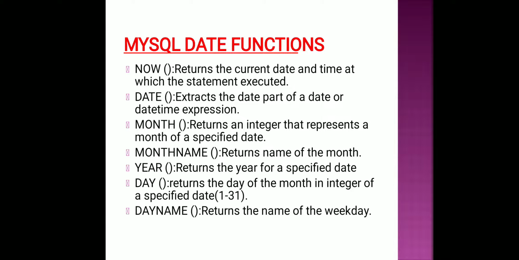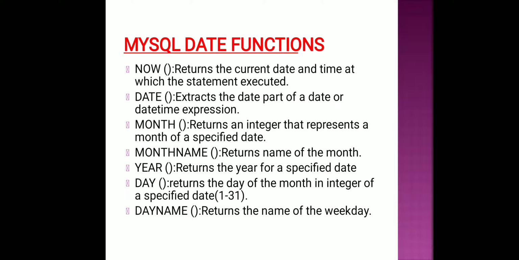Month is a function which returns an integer that represents a month of a specified date. Suppose you have written month within bracket now. Now means today's date. This today's date is 9 April 2020. So it will return 04 for the integer value of this month. This month is April and so it will return 04.